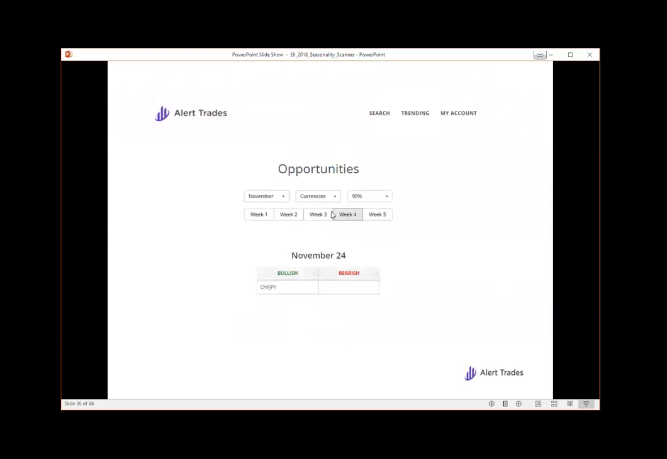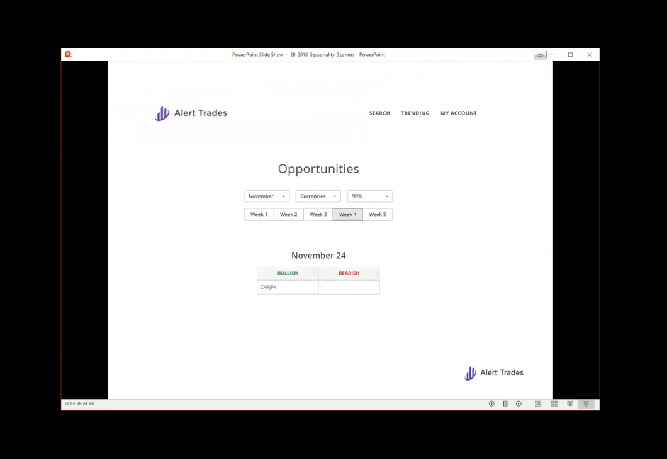So if I click in this example here, I have currencies. I want to see 90% for November. So this is today, this month here, okay? I clicked on week 4, and notice it only gave me one date. That means out of the 5 days in the week 4 for November, there was only one opportunity there, which was only on November 24th, which is basically the Swiss yen spot currency there. So it only shows you the dates that have opportunities there.